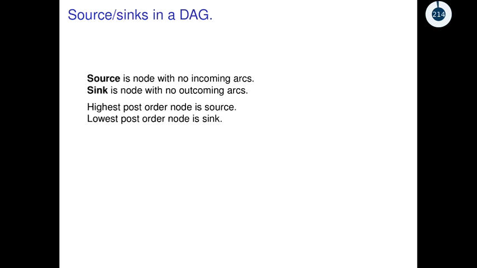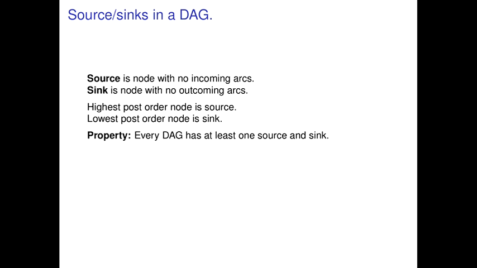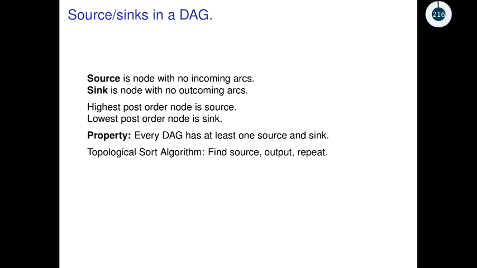The highest post-order number is a source, the lowest post-order number is a sink, right? You can actually start playing with this. Every DAG has at least one source or one sink, right? If you have a topological sort, the first node can't have any incoming arcs, right? Okay, so here's another algorithm. You could find a source, output it, and repeat.